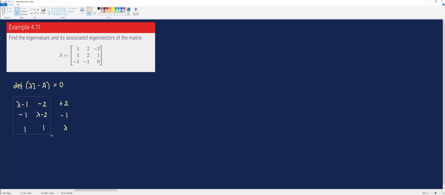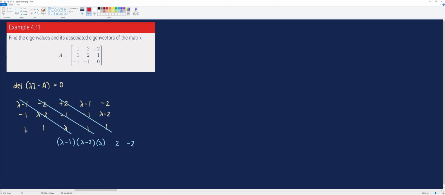Next, we calculate the determinant of this matrix. So using the shortcut method, we will just copy the first two columns. And we start multiplying values in here. So we multiply this, this, and this. So this is lambda minus 1 times lambda minus 2 times lambda. This one is equal to 2. And this one is equal to -2.